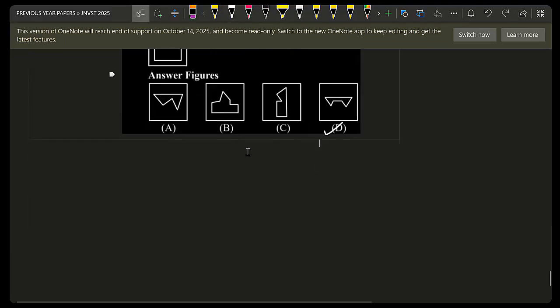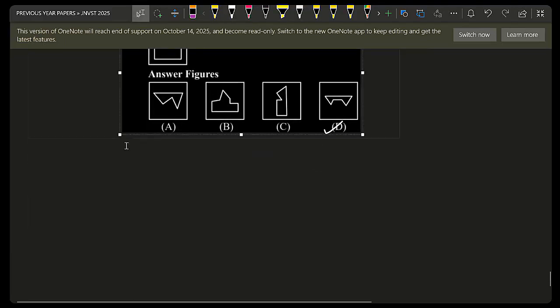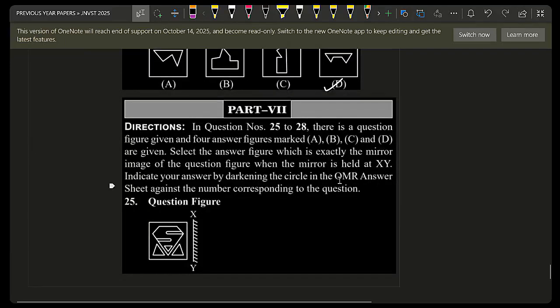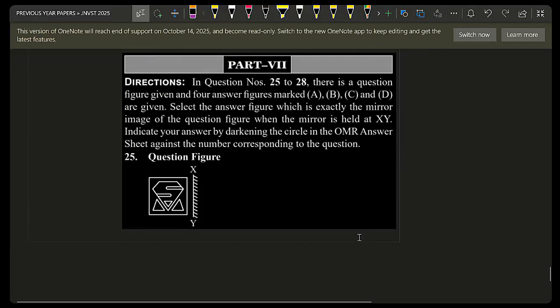Part 7, mirror images. In question number 25 to 28, there is a question figure given and 4 answer figures are marked A, B, C, D. Select the answer figure which is exactly the mirror image of the question figure when the mirror is held at XY. So take care of the position of the mirror.